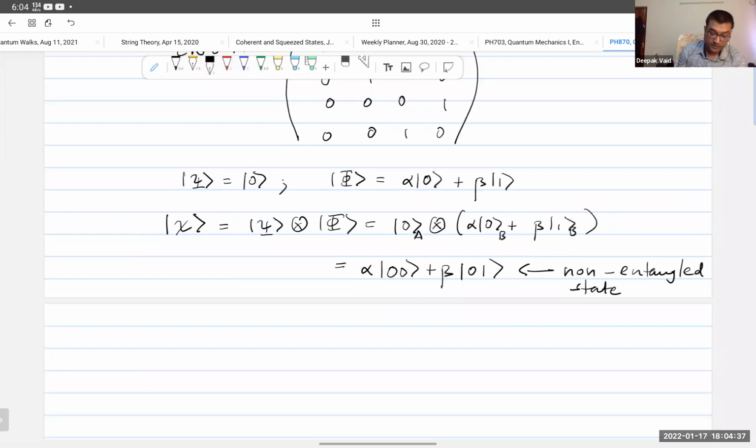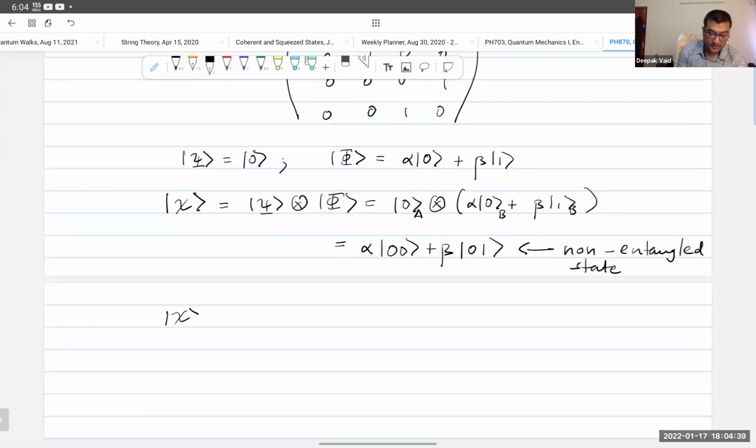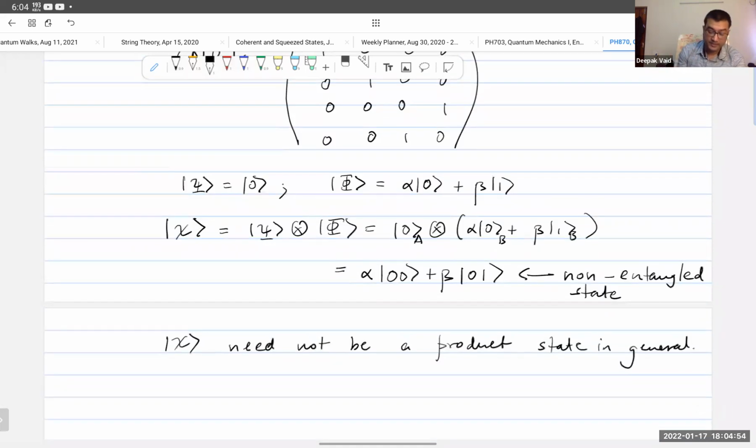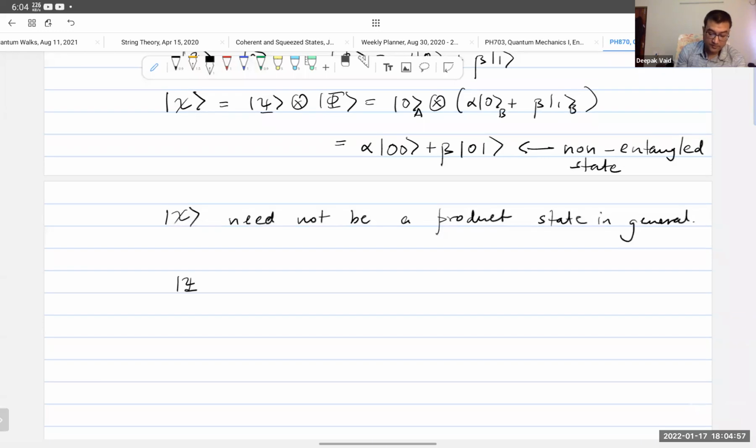But the key thing to remember is that psi need not be a product state in general, right? Because psi is an element of the combined Hilbert space. So for instance, my state psi, right? Now let me say my state psi is like this. Okay, so this is an entangled state. I can't write this as a product.